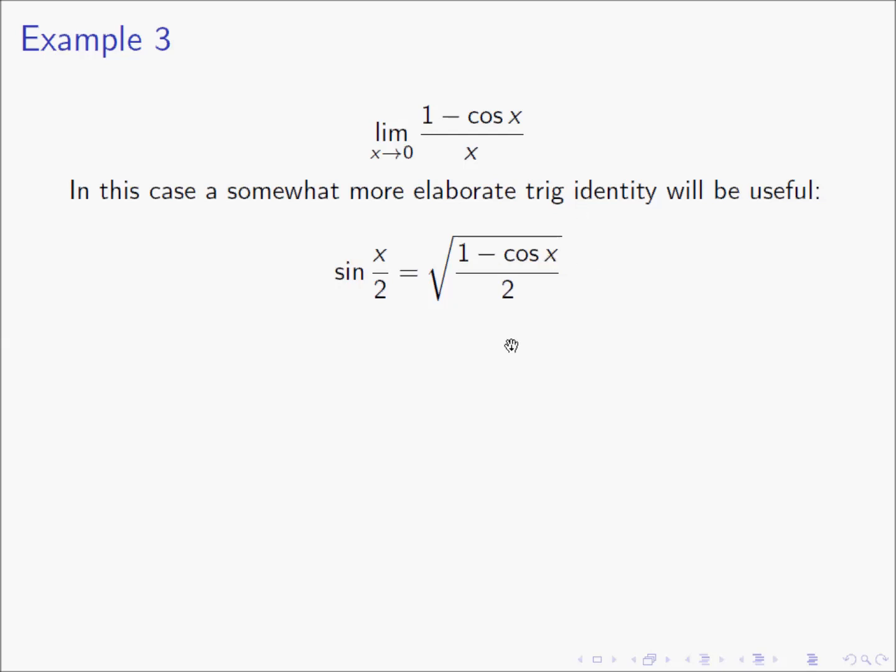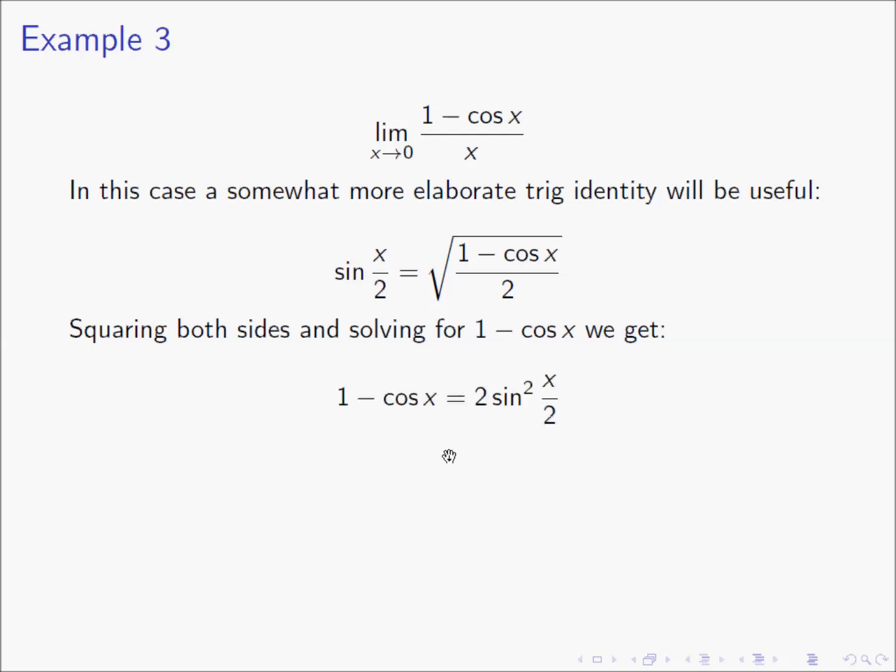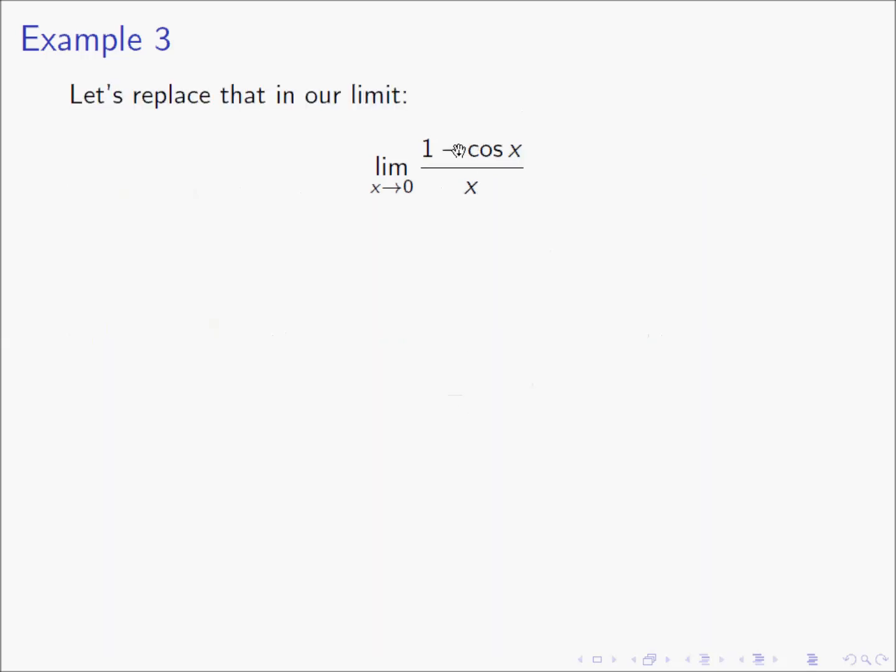So what we can do is, in this equation, solve for 1 minus cosine of x. If we do that, we square both sides and we multiply by 2, and we get this equation. We just solve for 1 minus cosine of x, and we get that it equals 2 sine squared of x over 2. Now we can replace that expression in our limit. Here we have 1 minus cosine of x, and we can replace that by this 2 sine squared of x over 2.